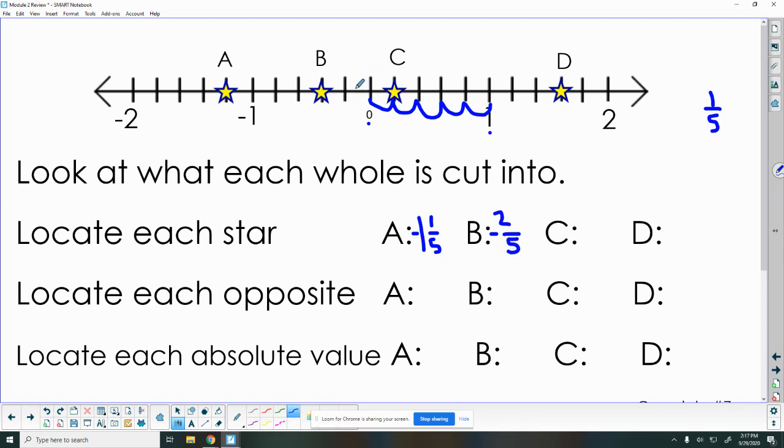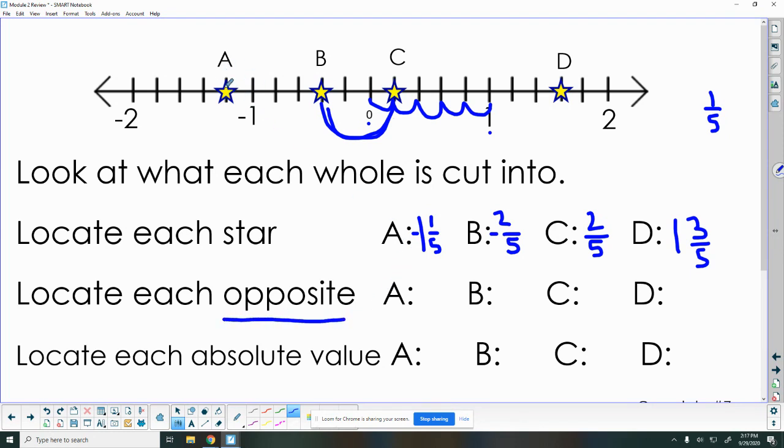C is towards the positive side, 1, 2 places. Oh, I noticed that B and C are actually opposites of each other. And D is 1 whole place and 1, 2, 3 out of 5 places over. Now we're going to tell their opposites.